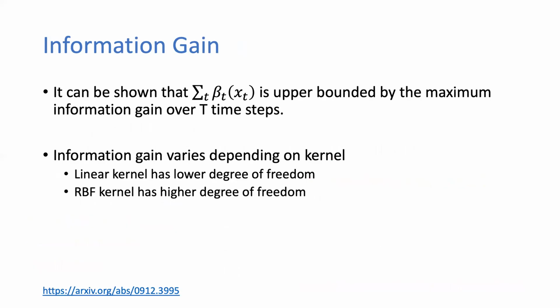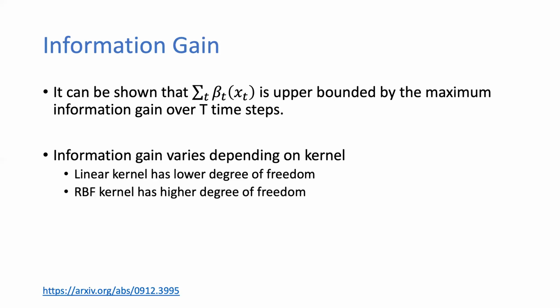Okay, so just very briefly, it can be shown that the sum of uncertainties, and again, I apologize, it should be beta sub t, sigma sub t, is upper bounded by the maximum information gain over the capital T time steps. This is an information theoretic concept, but it basically says what is the total amount of information, in an information theory sense, that can be accumulated by making capital T measurements over this random function, this Gaussian process.